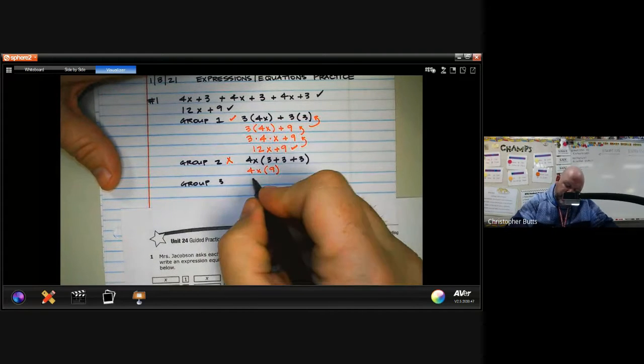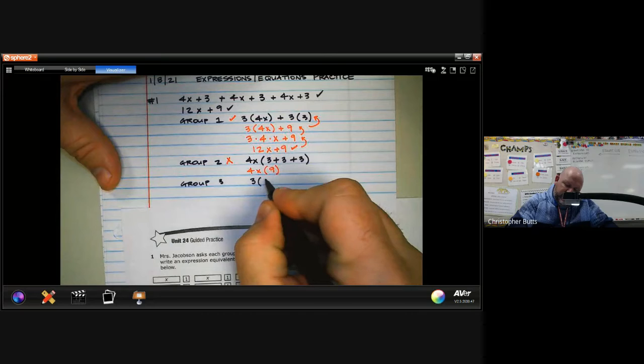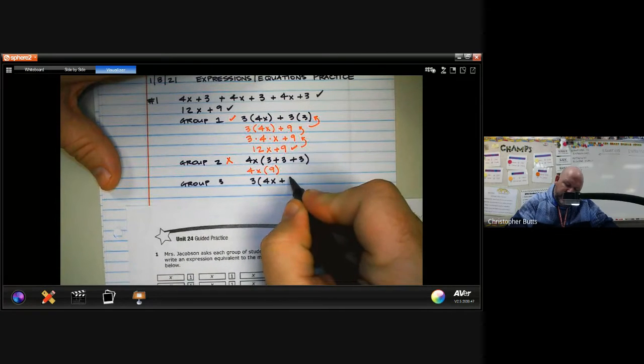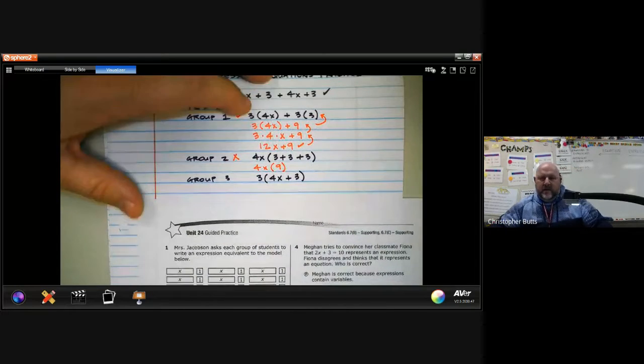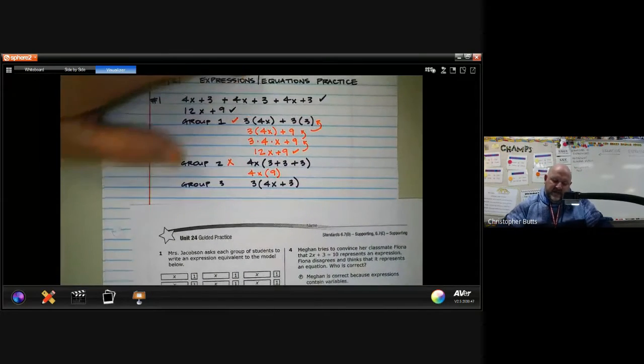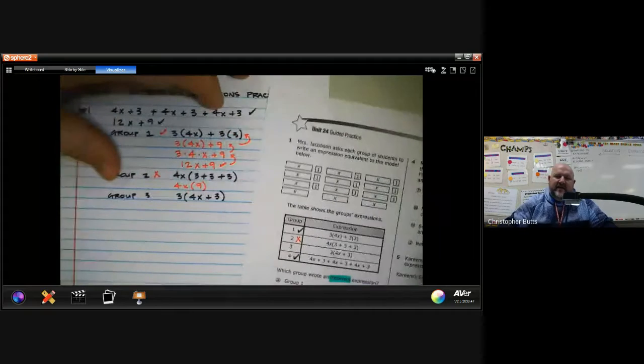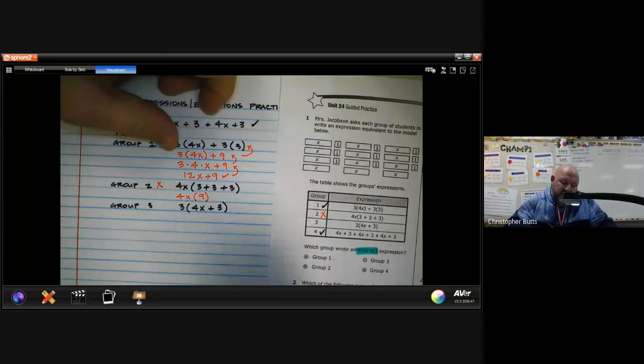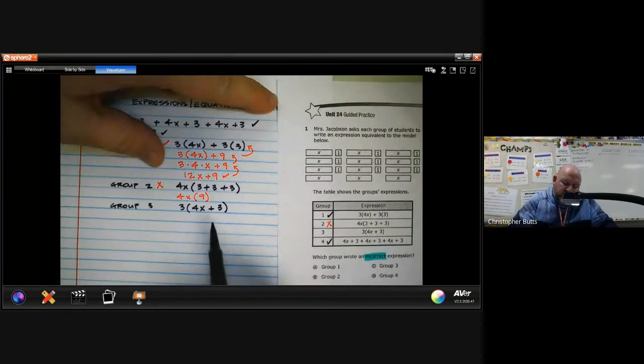Group 3 says 3 times 4x plus 3, okay? So we're going to take a look at this and go, okay, how can this match what's going on in this picture? You have to think about what all of this means, okay?